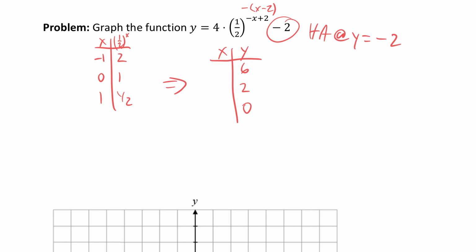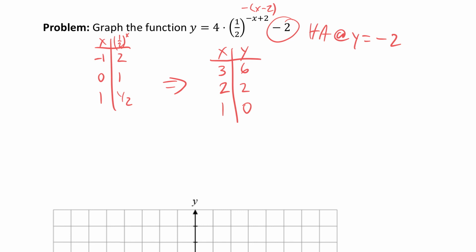Okay, how about those x values? Well, like I said, we have to make them negative, and then we have to add 2. So if we take negative 1 and make it negative, it's going to become positive. And then we add 2 to it, so we have 1 plus 2 is 3. 0 plus 2 is 2. And here we'll have negative 1 plus 2 is 1.